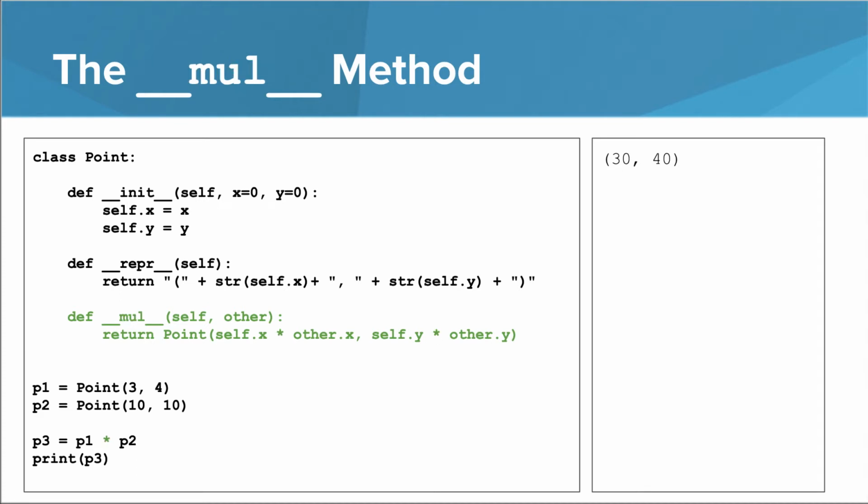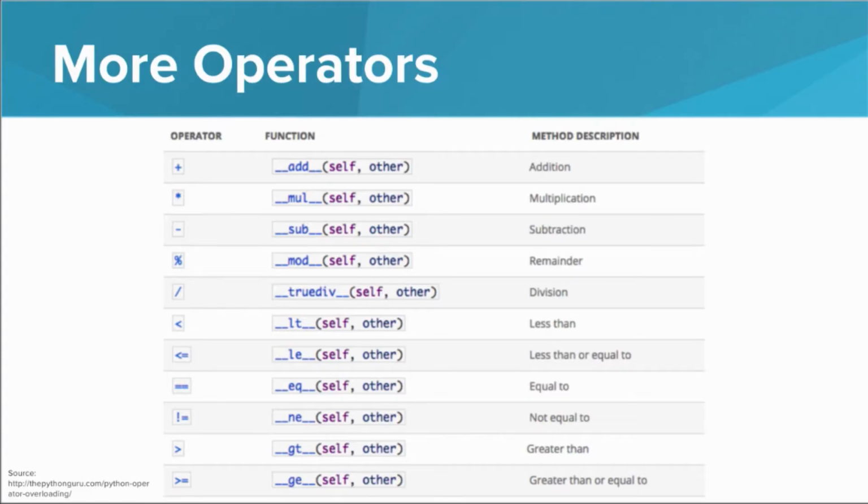We can override the mul method, and now we've defined what happens when you use the times operator. p1 times p2 is going to multiply together the x's and the y's. So this is how we can define our own behavior for each of the operators. And what's cool is we can do this for every single operator. We can do it for add, multiplication, subtraction, mod, division, greater than equal to, less than equal to. All of these have built-in methods that you can define to overload the behavior of the operator.